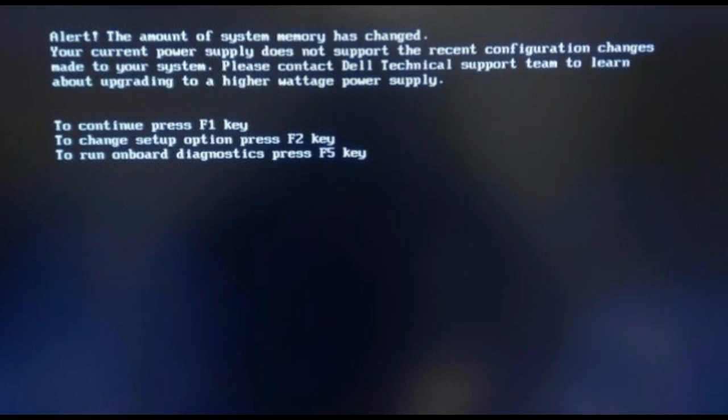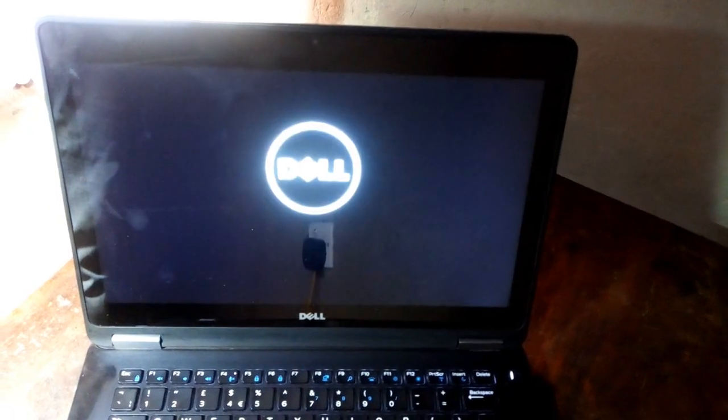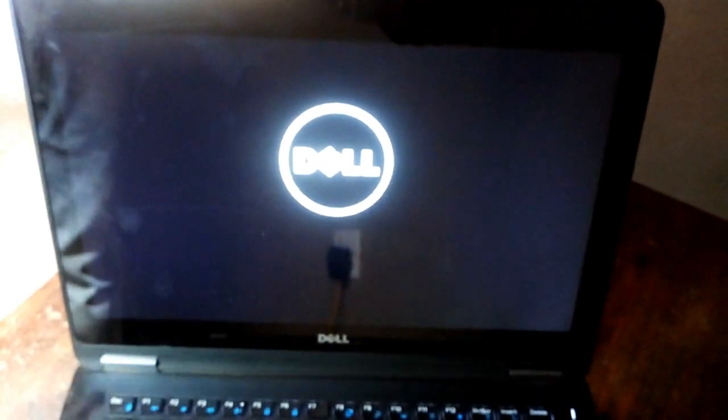From here, you'll have several options. The first one is to press the F1 key, the second one is to press the F2 key, and the third one is to press the F5 key for BIOS. My recommendation is that you press the F2 key. After pressing the F2 key, you'll be allowed to enter.